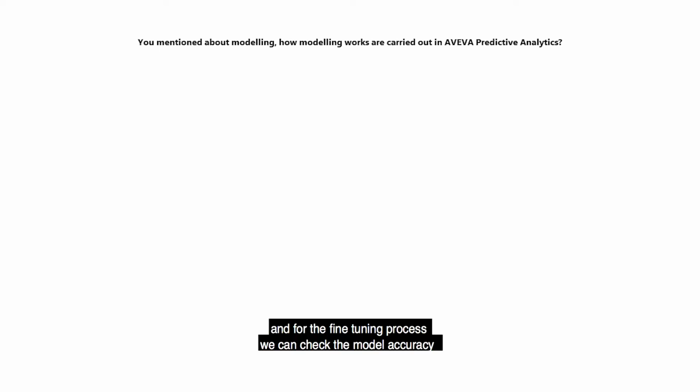And for the fine-tuning process, we can check the model accuracy by doing data playback to reduce the number of false positive alerts. Then, after you verify and are satisfied with the fine-tuning, you can deploy the predictive model and monitor your equipment, getting the early warning alerts from the live system. And that's the generic process of how the data modeling works for our predictive analytics software. Thank you.